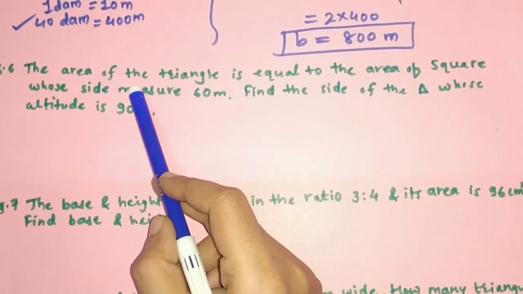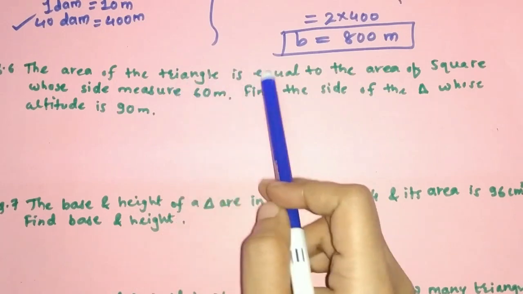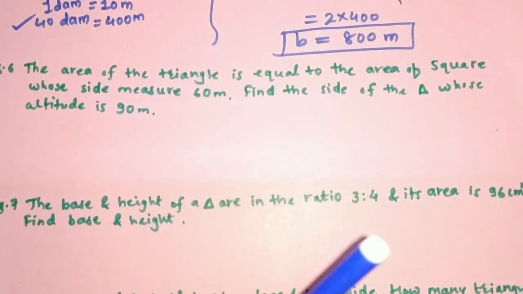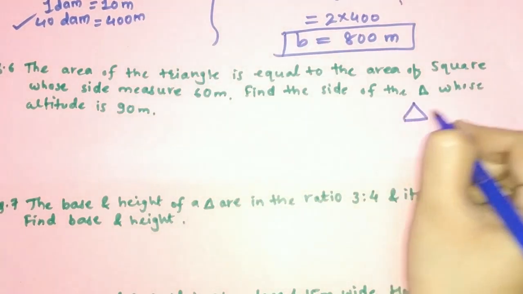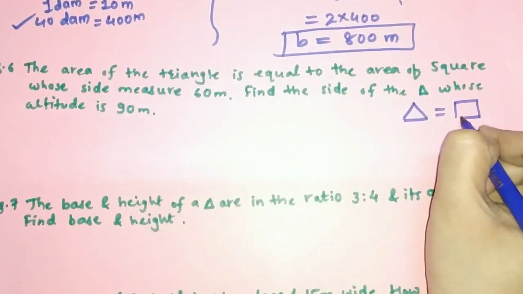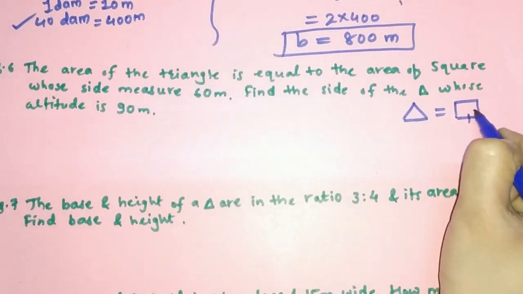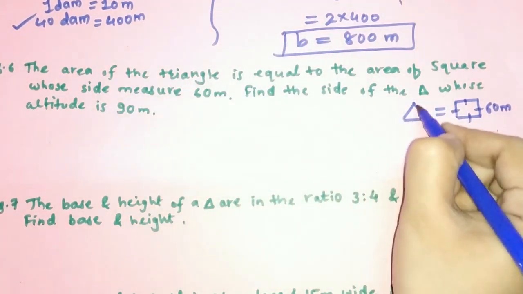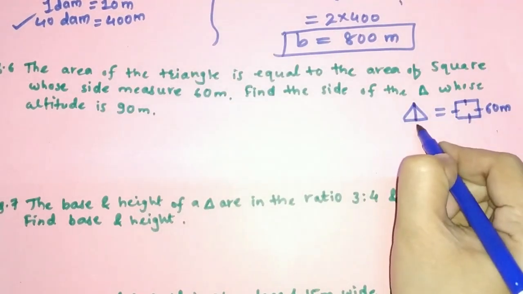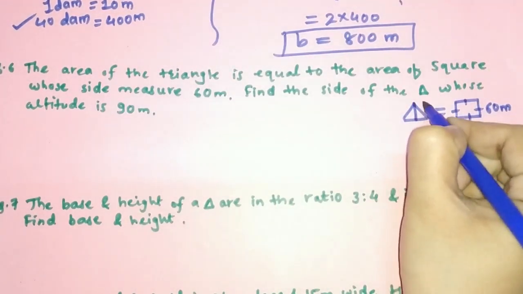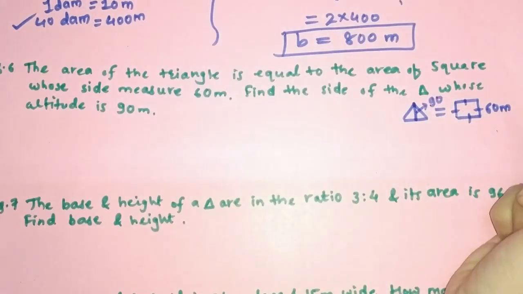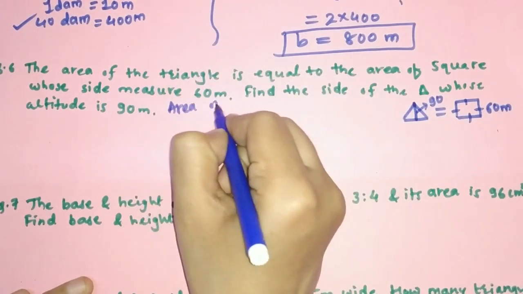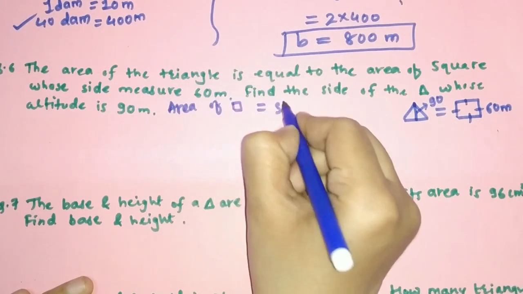So now friends, here the area of a triangle is equal to the area of a square whose side measures 60 meter. So given that the triangle's area is equal to the square's area, and we have the square's side as 60 meter, find the base of a triangle whose altitude is also given. Altitude is 90. So first of all, we'll write down the area of a square is equal to side square.